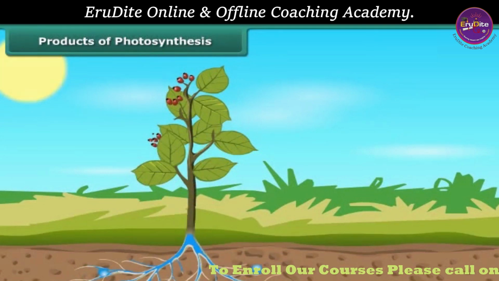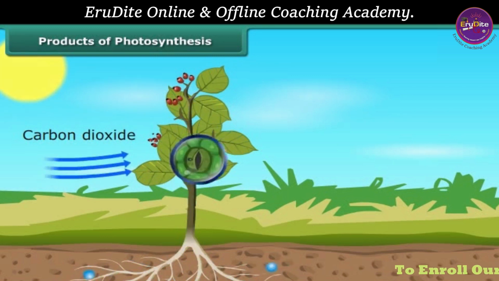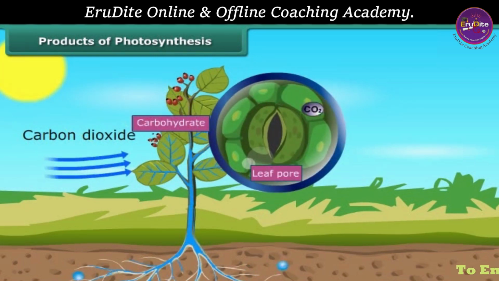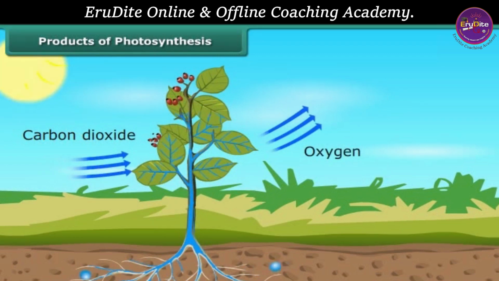After reaching the leaf, carbon dioxide and water react in the presence of sunlight to form carbohydrate. The carbohydrate is ultimately converted into starch, which gets stored in different parts of the plant. Therefore, the first food product formed during photosynthesis is starch. Starch is also an example of carbohydrate. In this process, oxygen is also released.